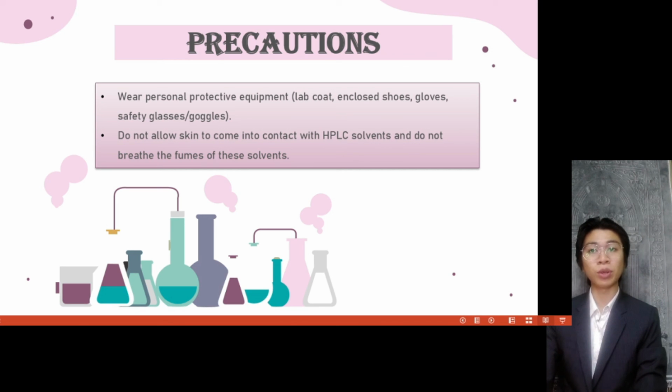Now, extreme care is required to ensure repeatability and accuracy of results. Precautions exercised during preparation and handling of the mobile phase are bound to ensure reproducibility of results run after run and save us from avoidable work stress. A few other precautions while handling the experiment would be to wear personal protective equipment such as lab coat, enclosed shoes, gloves, safety glasses or goggles. And last but not least, do not allow the skin to come into contact with the HPLC solvent and do not breathe the fumes of these solvents.